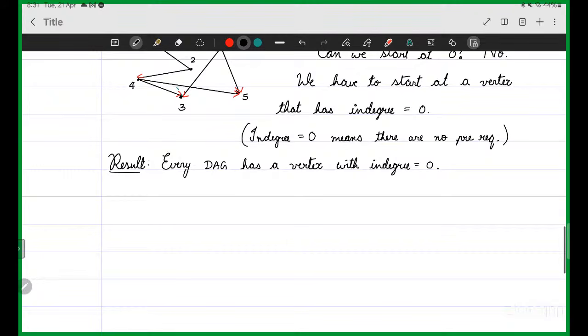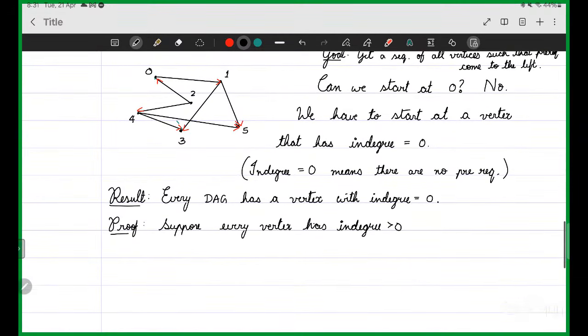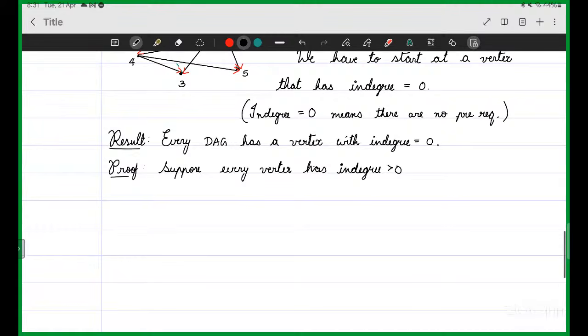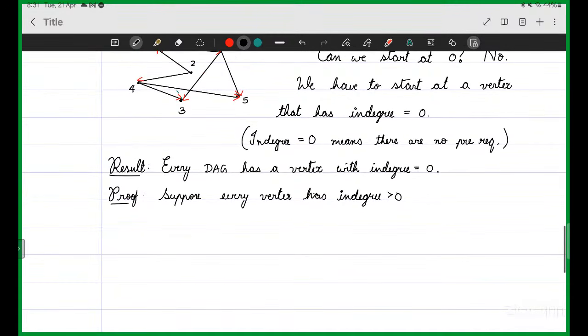So what we will do is assume the opposite. So suppose every vertex has in degree greater than 0. Right? So this is called proof by contradiction. We will assume the opposite of what we need to prove, and then we'll derive a contradiction. That means our assumption is false and the result is true. So suppose every vertex has in degree greater than 0.